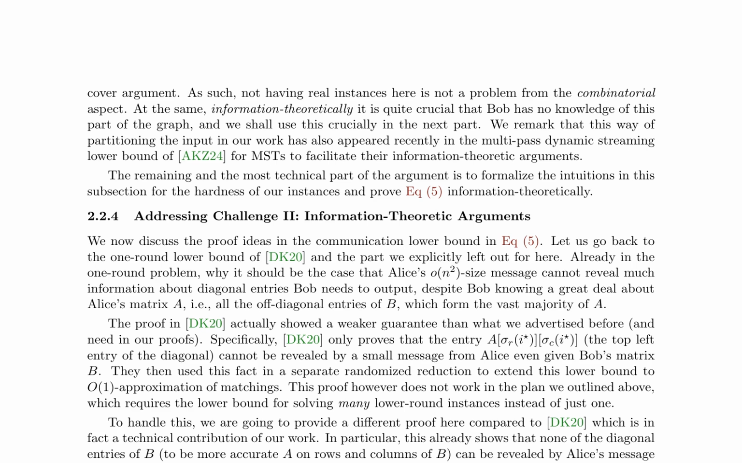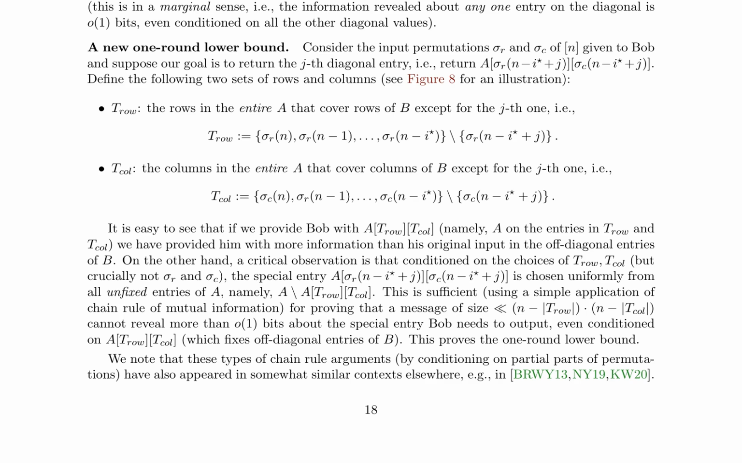They define two sets of rows and columns, T_row and T_col, which cover rows and columns of B except for the j-th one. Providing Bob with T_row and T_col gives him more information than his original input in the off-diagonal entries of B. However, conditioned on the choices of T_row and T_col, the special entry A[σ_r(n-i+j), σ_c(n-i+j)] is chosen uniformly from all unfixed entries of A.